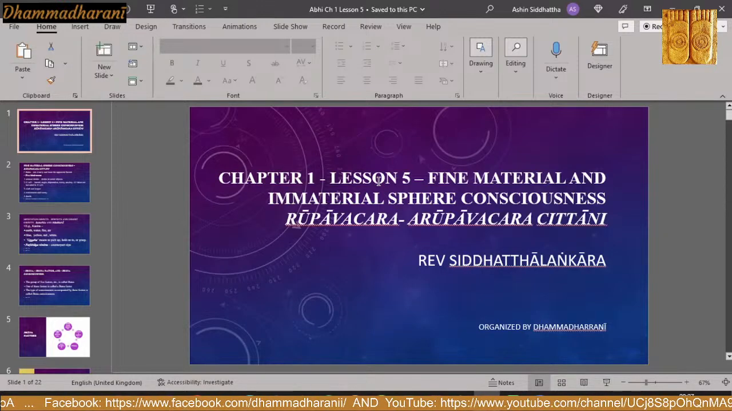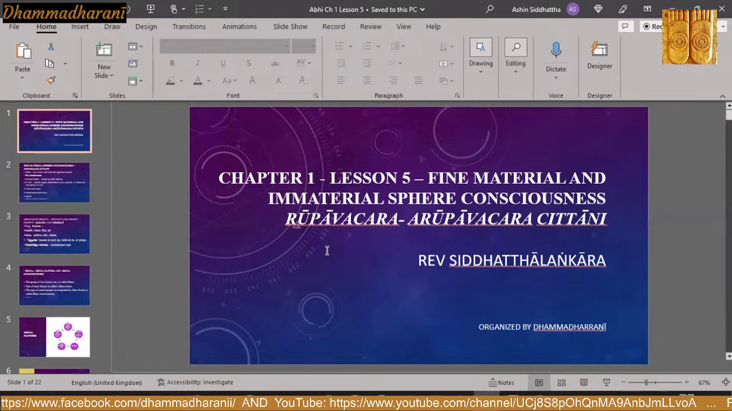Today we are going to learn fine material and immaterial sphere consciousness, Rūpāvacara and Arūpāvacara Citta. Up to now we have learned sense sphere consciousness. There are 54 altogether: unwholesome 12, fruitless 10, sense sphere beautiful 24, and so on. Altogether there are 54 sense sphere consciousness, or Kāmāvacara Citta.